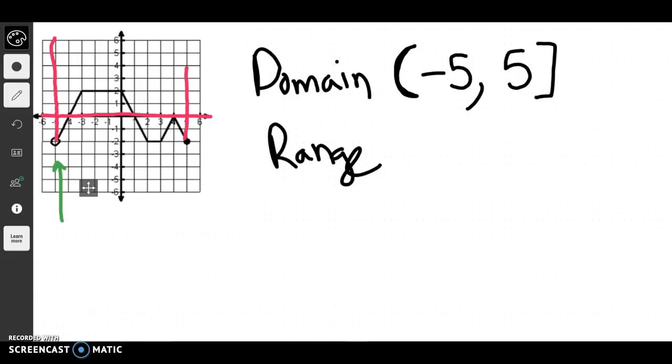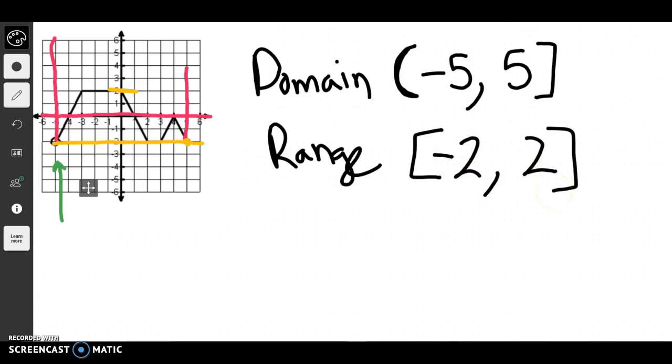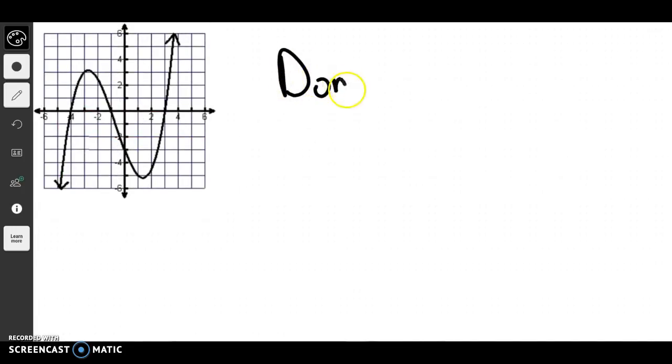Now let's look at our range. Our range, our tallest y value is 2, and our shortest y value is -2. Now this is included because we do have a -2 that is a solid dot. So for this range, we go from -2 to 2. Let's try 2 more. Okay, so we got our domain and our range.